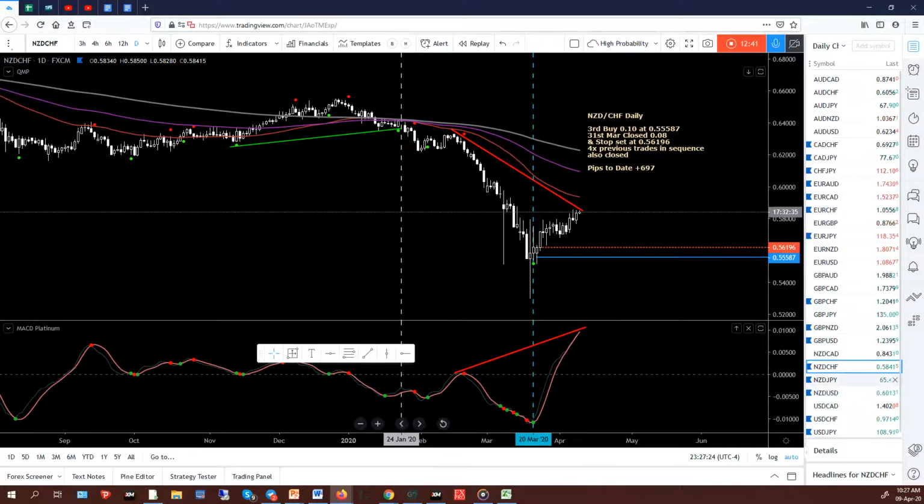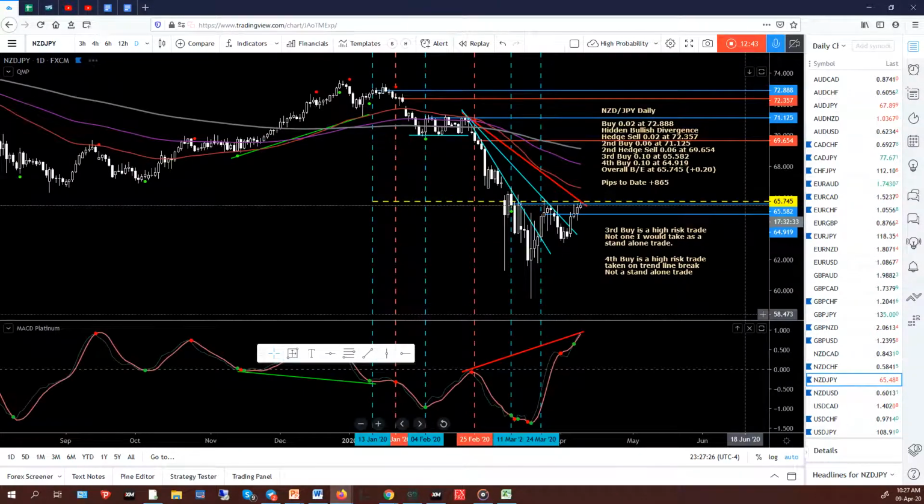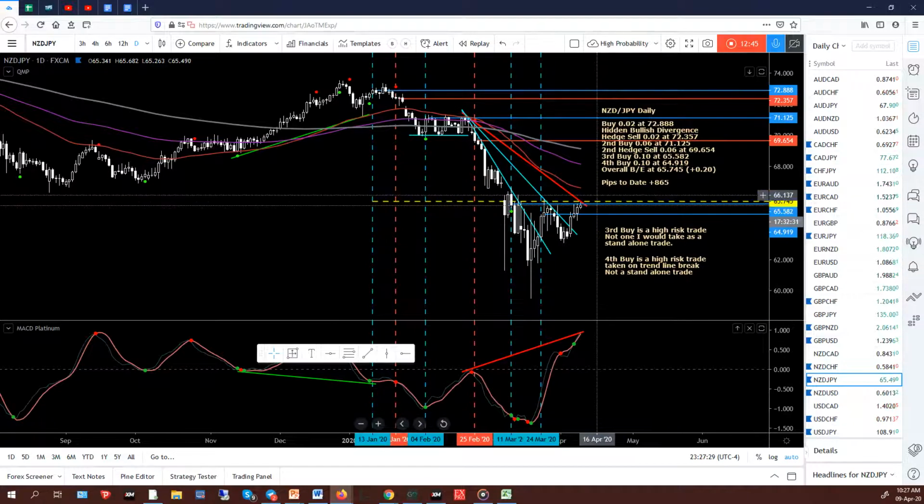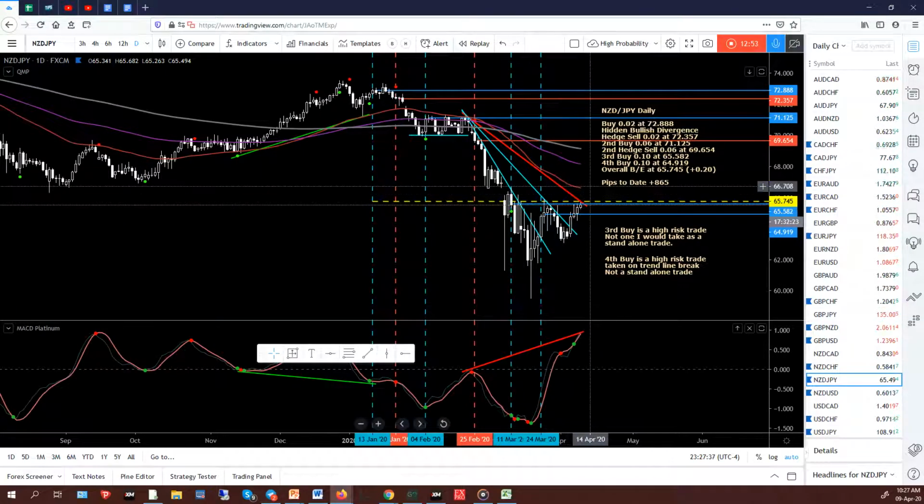When? I don't know. New Zealand Japanese yen getting up close to the overall break even in a sequence of trades starting all the way back here, back in mid-January. If it gets through there, pops up, I'll be just happy to get out of these trades.